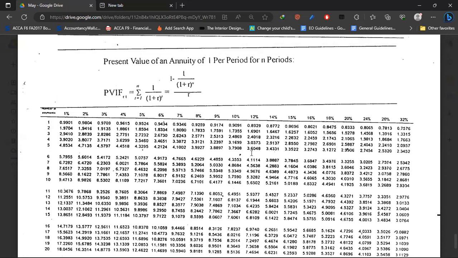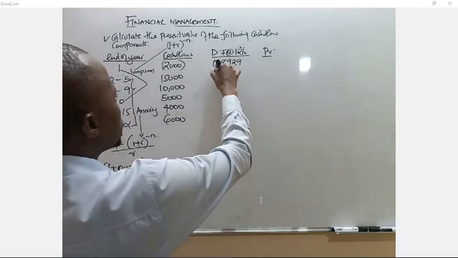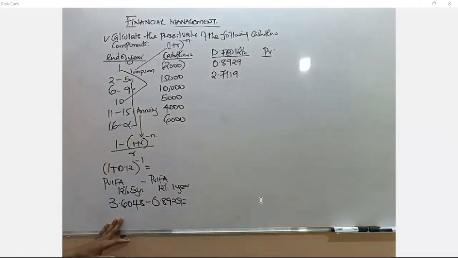We are going to be subtracting year 1. When you look at 12%, you'll be able to get 0.8929. So once we take the difference, let us check on that difference. The difference of the two will become your discount factor. Let me check. 3.6048 minus 0.8929. I'm getting 2.7119. Correct? 2.7119.